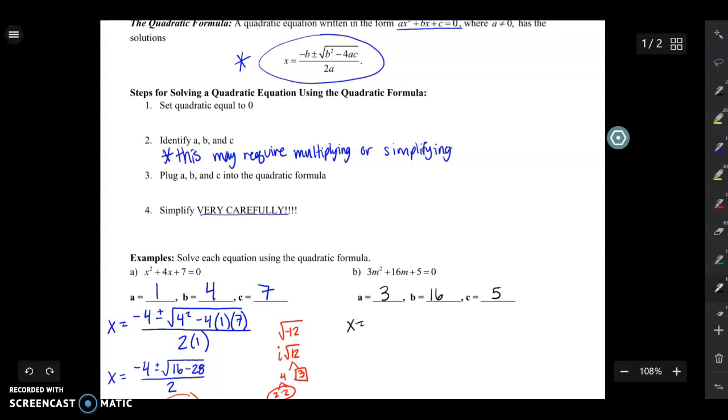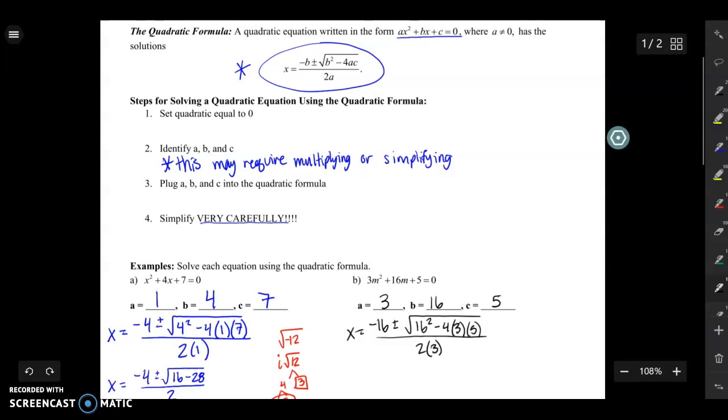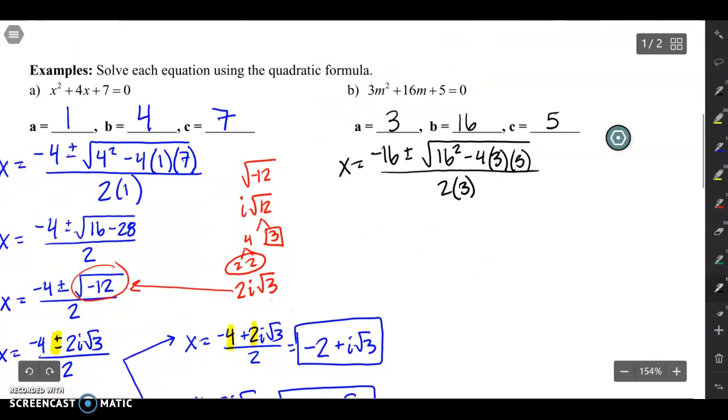So x equals negative b, so negative 16, plus or minus the square root of b squared, so 16 squared, minus 4 times a times c, all of that over 2 times your a value. Now if you look at this, these numbers are starting to get big, so you might want to pull out a calculator. I'm going to, because I don't know what 16 squared is off the top of my head. And we're going to start simplifying this.